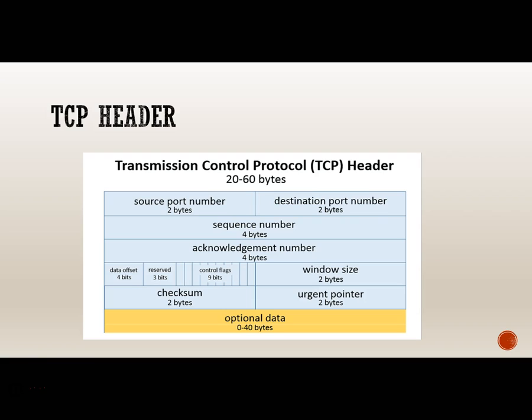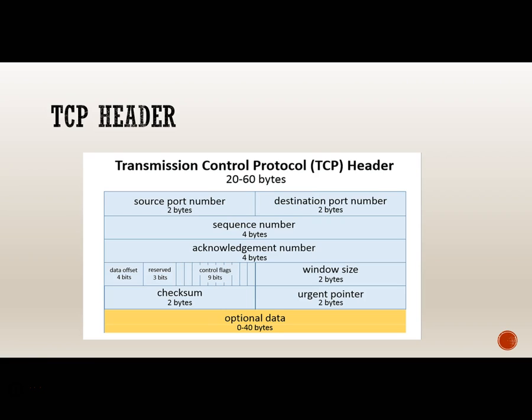We have the source port number, 2 bytes, and the destination port number, 2 bytes. These are going to be 4-byte rows here. The source port number is a random port number, an ephemeral port number you may hear. The destination is going to be a well-known port. We have the sequence number, the acknowledgement number, and then the data offset, if there is any.